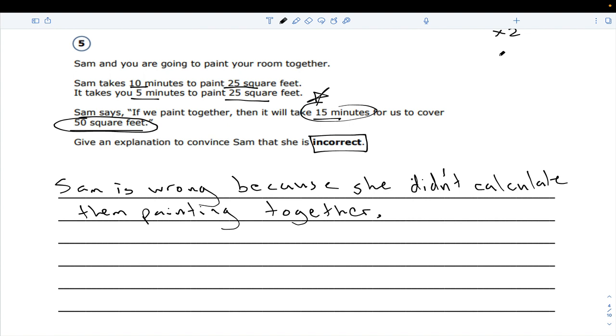Well, you could decide. Just worry about Sam. How much does she paint for 15? 2.5 is 1 minute, so we'll say 2.5 times 15. That's the first part.